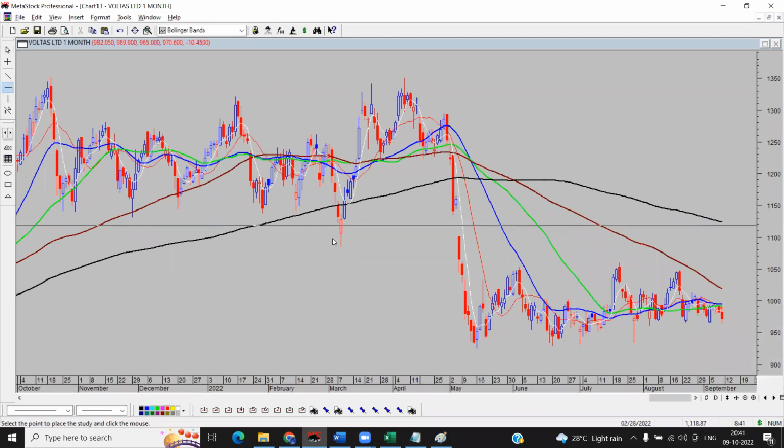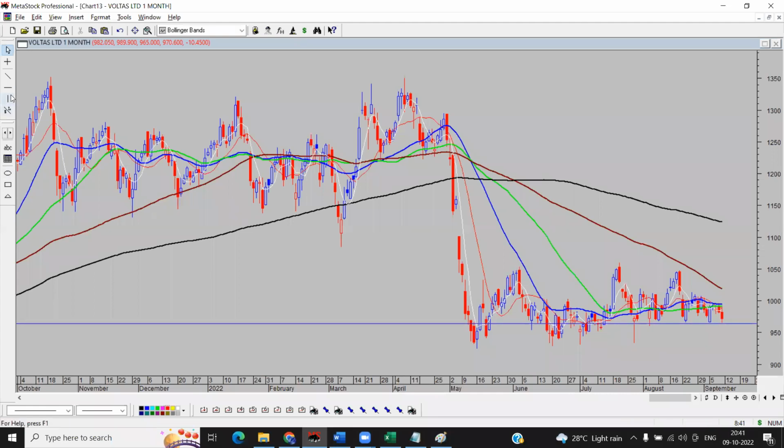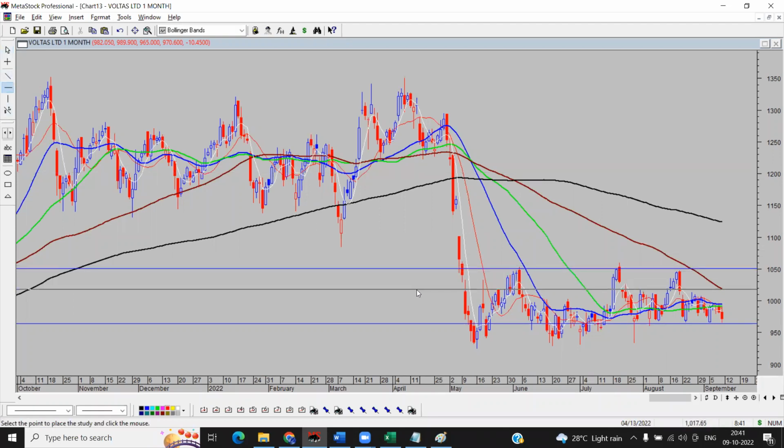This is a place where many times supports have come up. And on the upside, this is the place where major resistance has come up. More or less, this is the range. अब देखिए विनीत जी, जिधर भी निकलेगा उसके तरफ मैं. Got it?